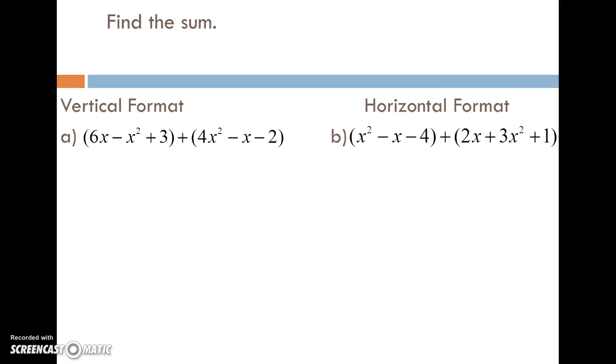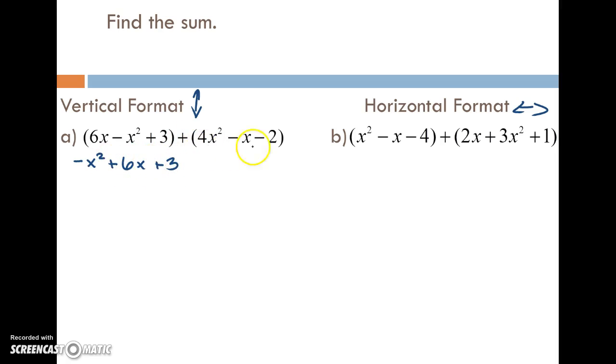Okay, so this is not completely new for most of us, but I do want to show you 2 different formats because the book might ask you to do 2 different things. So I'm going to show you them right now. The first one is the vertical format, and vertical, remember, means up and down. Horizontal is left and right. For vertical format, the first thing that I'm going to do is write everything in standard form. So I want to go from the highest exponent to the smallest. So negative x squared plus 6x plus 3.